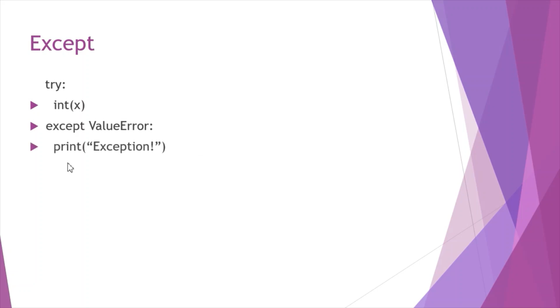So a little bit more about the except. And this is an example of how it would run. We've got try, and then for example we convert x to an integer, but if x is actually a string that says hello, obviously we'll get a value error here, which is caught by this except, and it'll just print exception and then continue with the program.